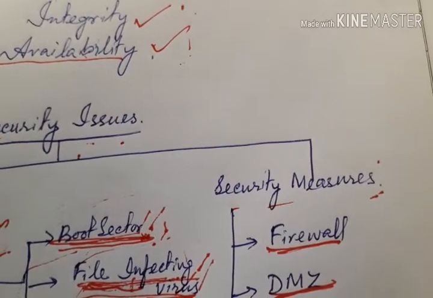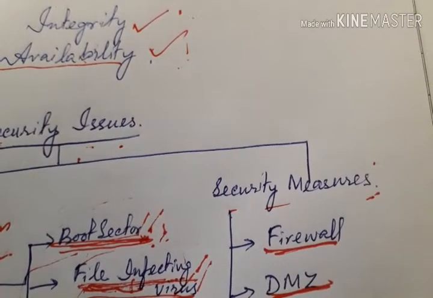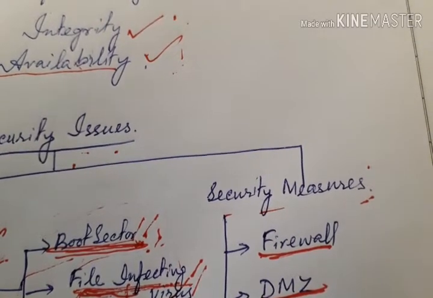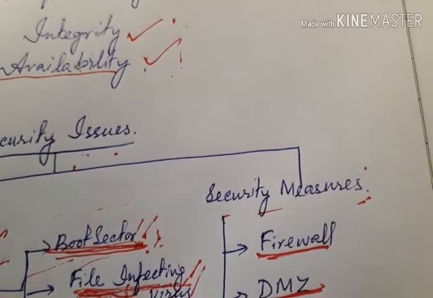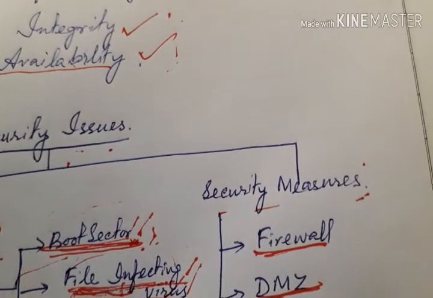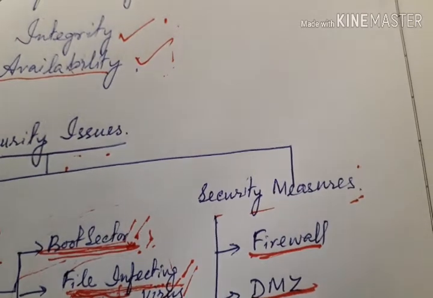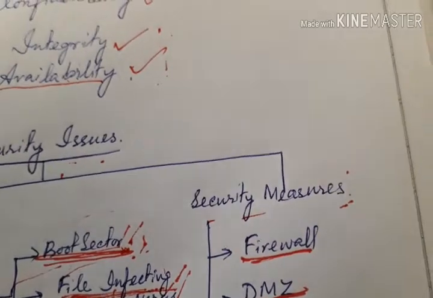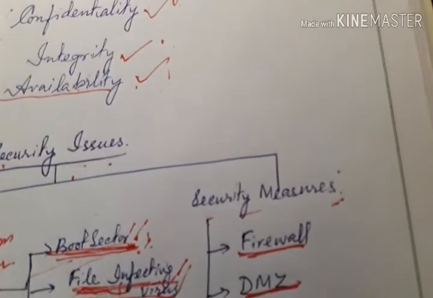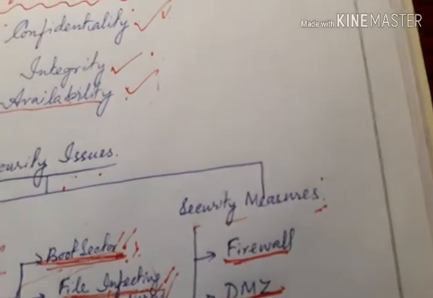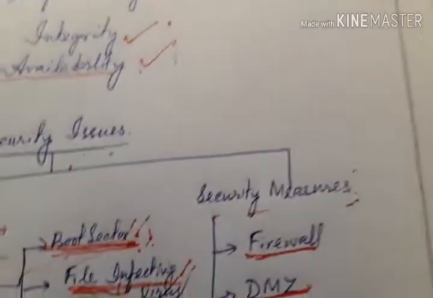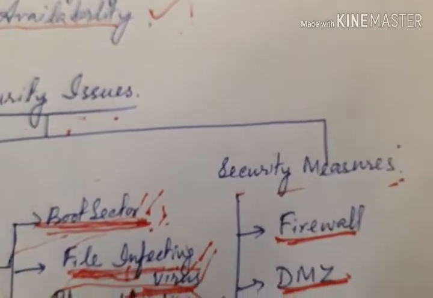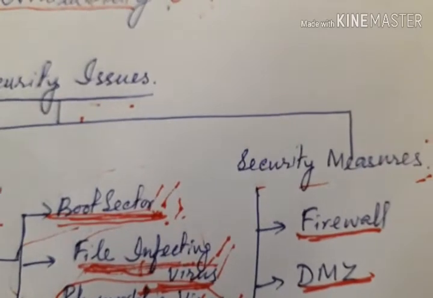Not only that, subsequently it marks particular sectors on the disk as bad sectors. It creates bad sectors and increases their number, and the hard disk will be permanently damaged until it goes out of order when the number of bad sectors increases. So this is the boot sector type of virus.